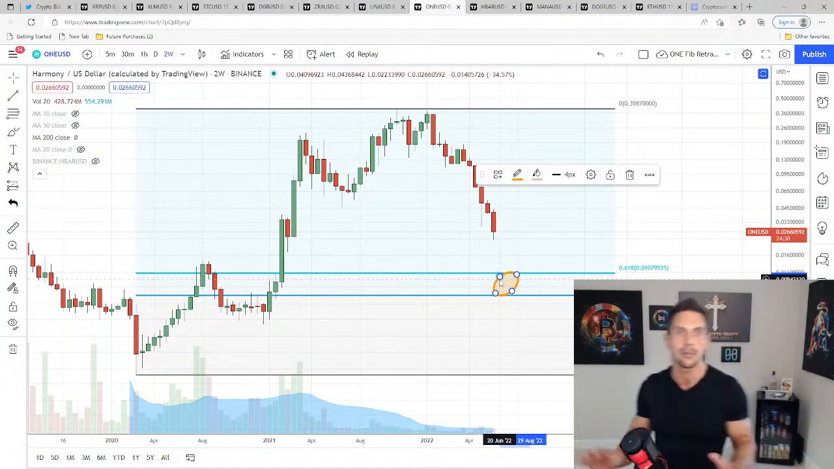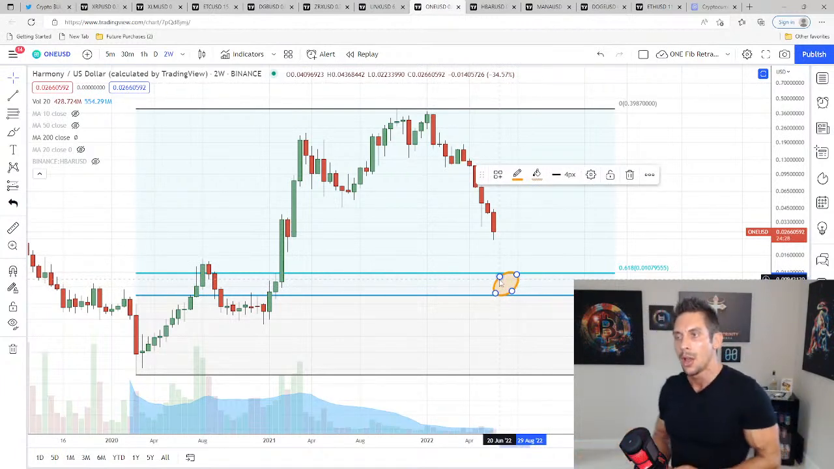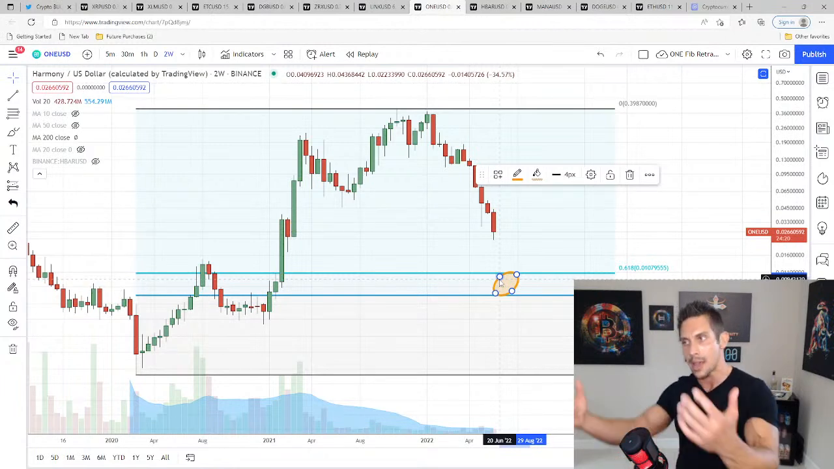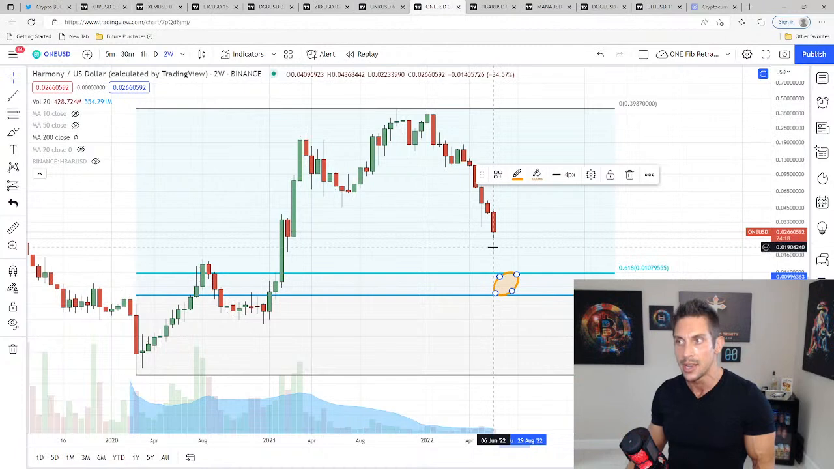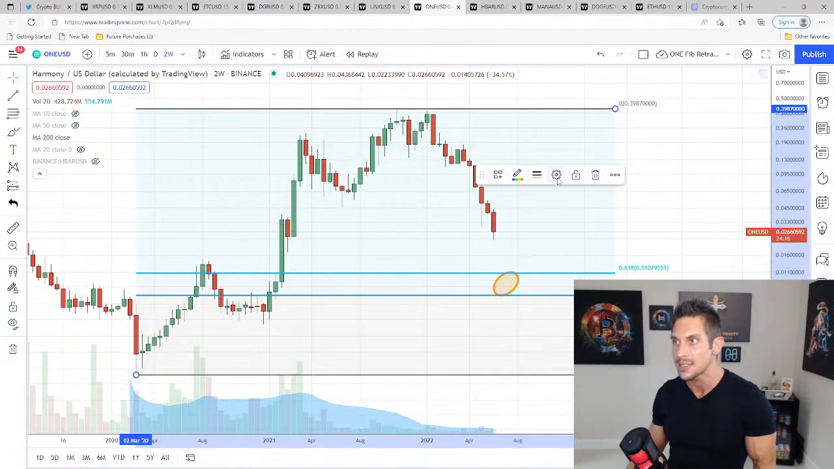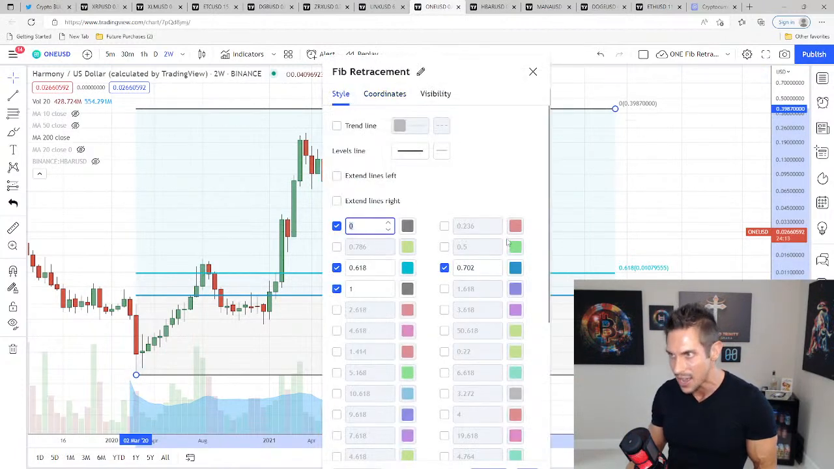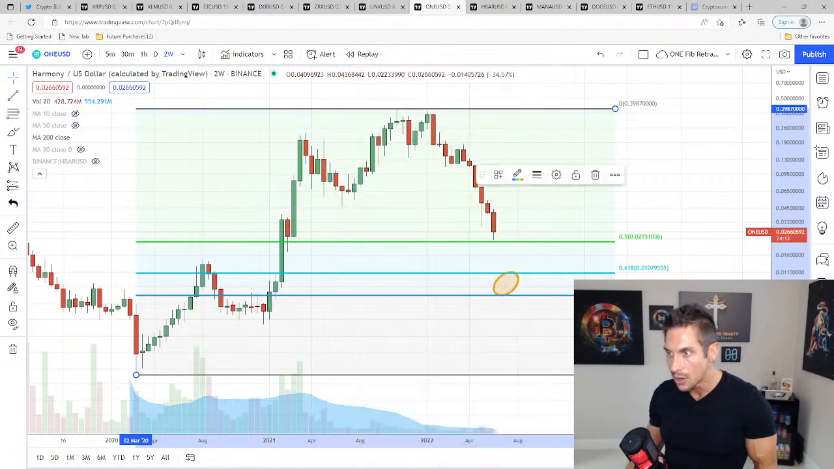So what is this telling me? Let me be very clear here. What this is telling me is the chart of Harmony One is exhibiting greater strength at the moment than the other altcoins I show you. They came all the way down to a 0.618. This thing is holding a lot more strength. Let's see what sort of fib retracement it actually has here, because I'm curious myself.